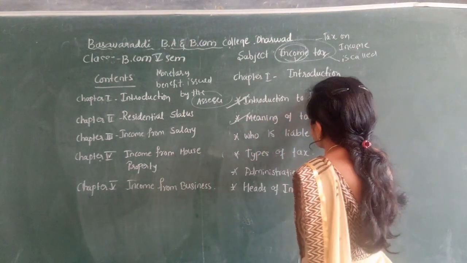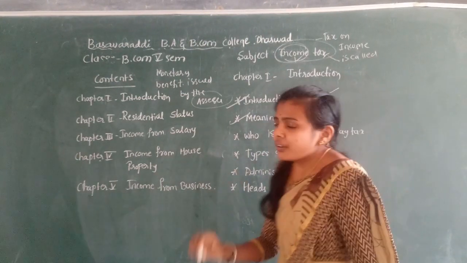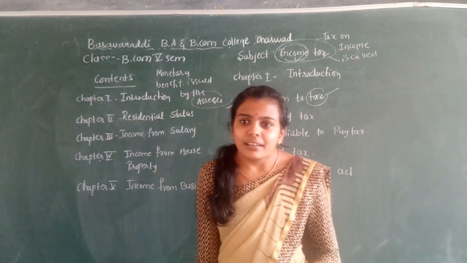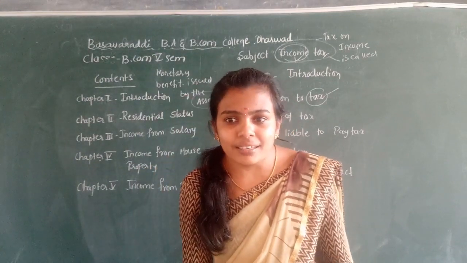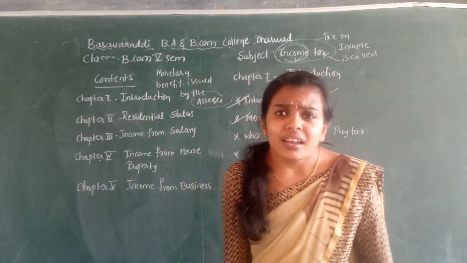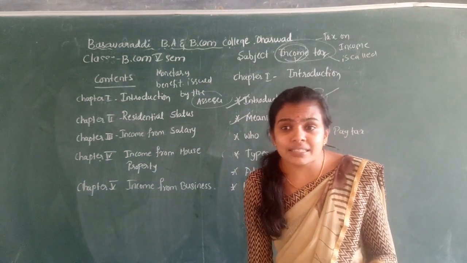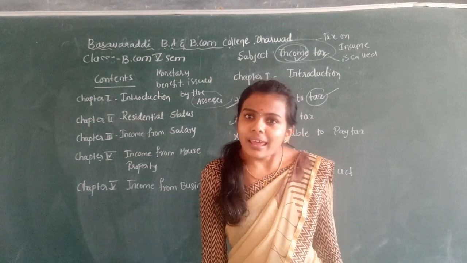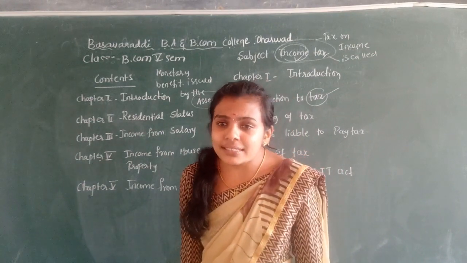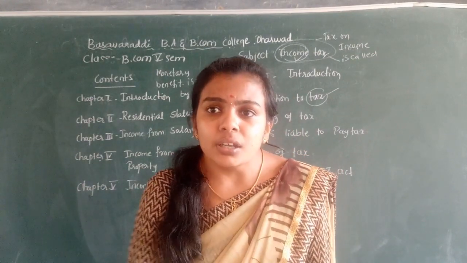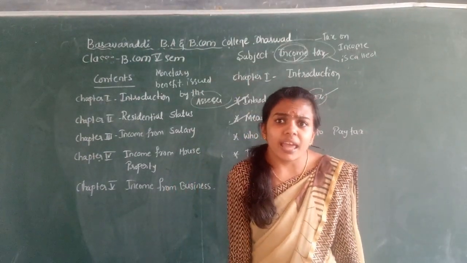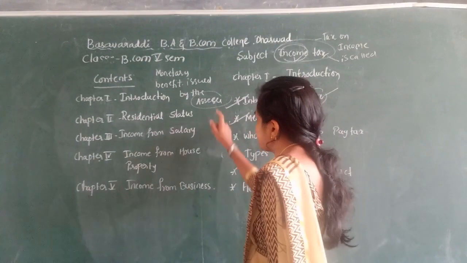Tax is a word. ಯಾವ ವರ್ಡ್ ಇಂದ ಬಂದ? The word tax is derived from the Latin word taxare. It means to estimate, to appreciate. Assessee is nothing but the person who is liable to pay the tax is called as assessee.